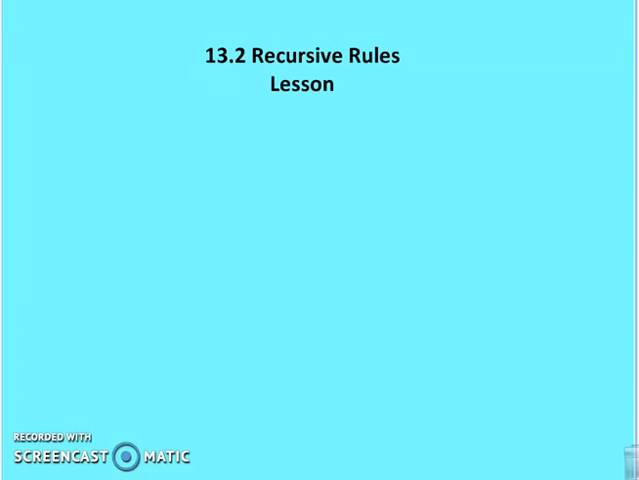In this edition of Otten Math, we're going to talk about recursive rules. If you recall, we talked about explicit rules for arithmetic and geometric sequences, and today we're going to talk about recursive rules.